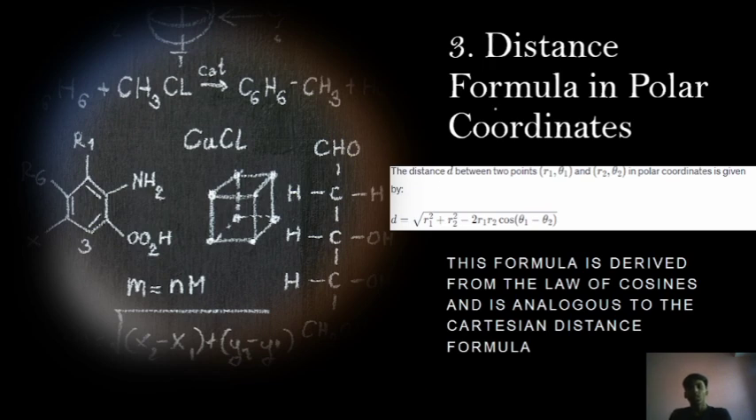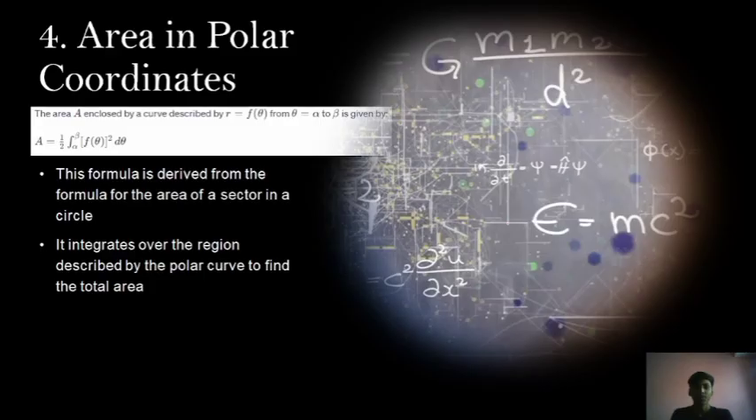Third one, distance formula in polar coordinates. This formula is derived from the law of cosines and is analogous to the Cartesian distance formula. The formula to find the distance between 2 points in polar coordinates is d equals square root of r1 square plus r2 square minus 2 r1 r2 cos(theta1 minus theta2).